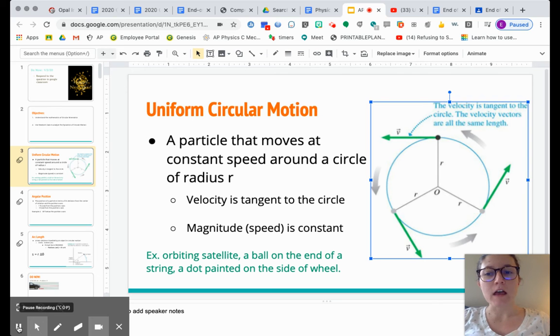Basically what we're going to start with is just a review of everything we've talked about so far with uniform circular motion. That's what we're going to do today. So we're just going to review, take a look at the things that we've talked about so far over the past few class days.